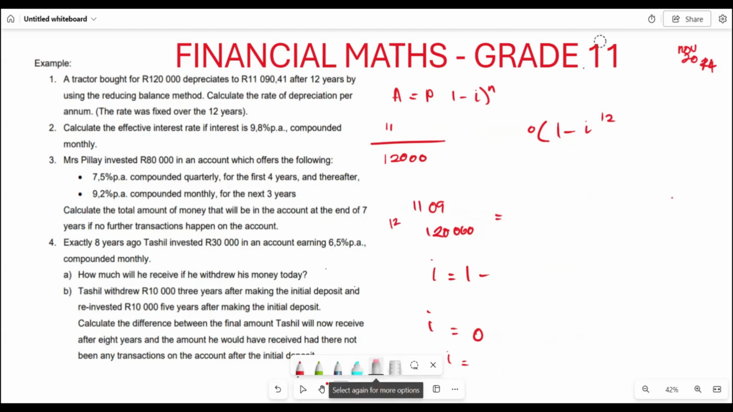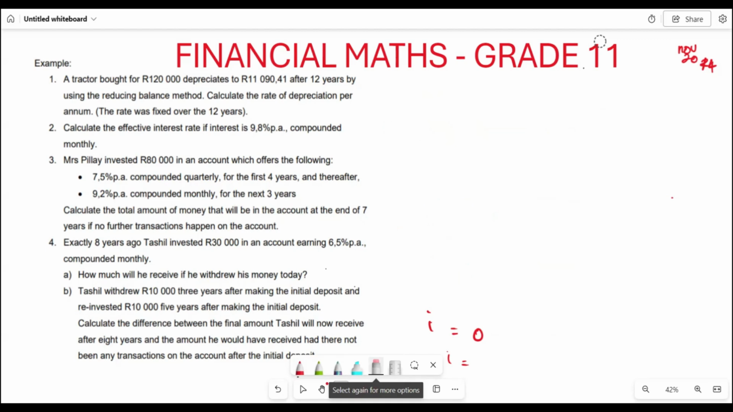Now that we have this, the depreciation rate, which is 18%. Now let's look at number 2. Now, the second question requires us to do what? In the second question, we are required to calculate the effective interest rate.